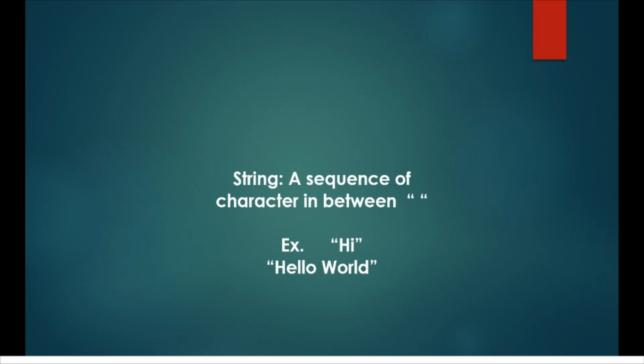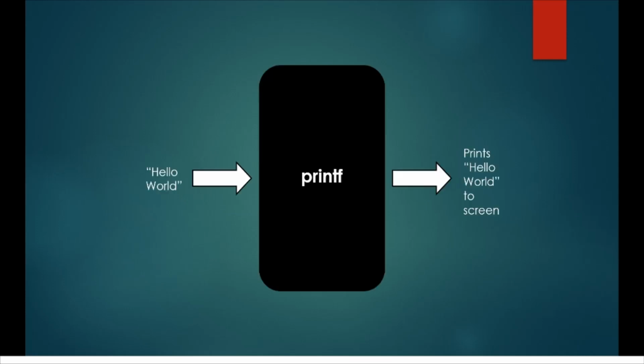For example, quote unquote hi is a string. Quote unquote hello world in our example here is a string. A string is just a word, or a sentence maybe, or even a whole paragraph. But a string is just a sequence of characters inside double quotes. So printf is going to take this string, hello world, and it's going to print it onto the screen.